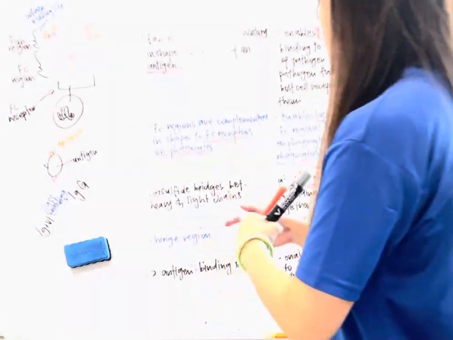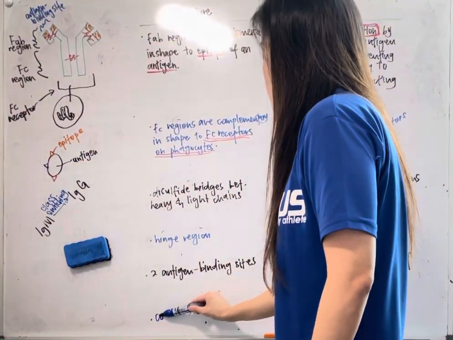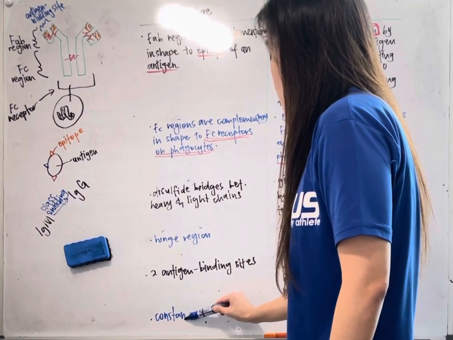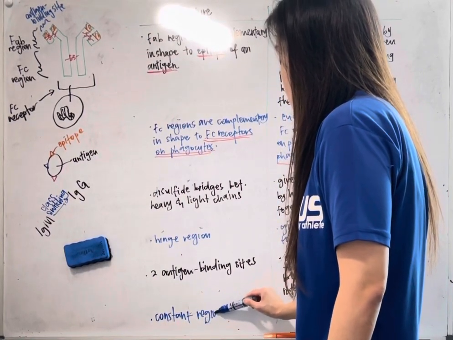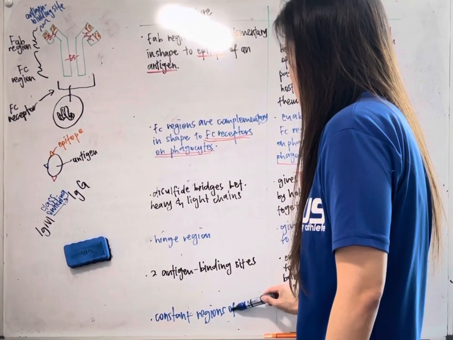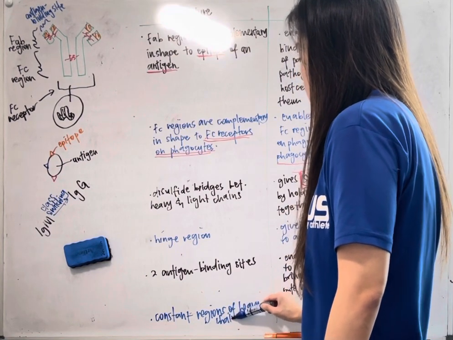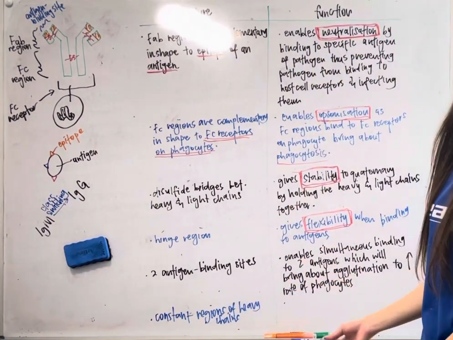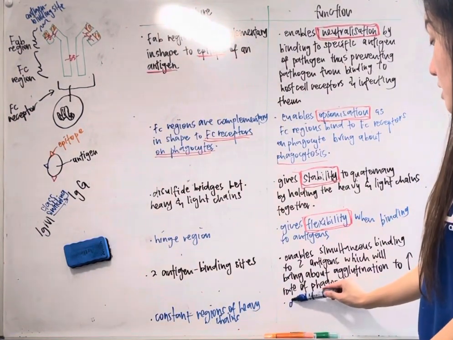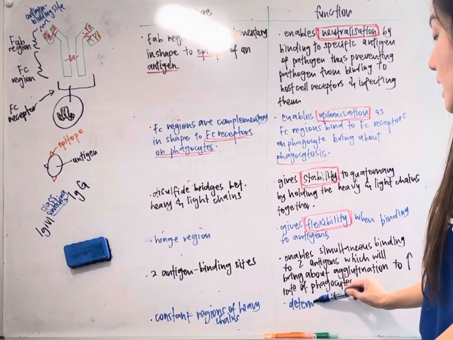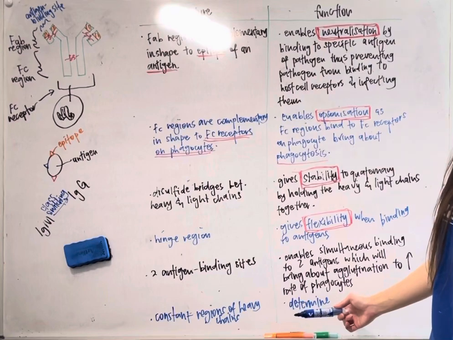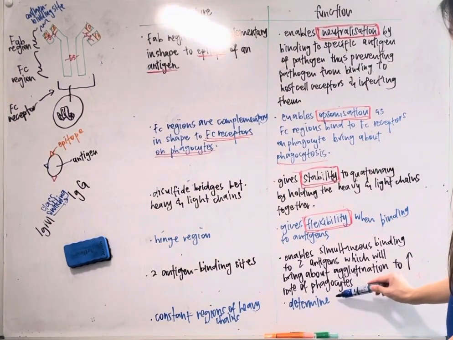Last one, which you should know already, as I just mentioned, is your constant regions. Constant regions of your heavy chains, not light. Constant regions in heavy chains are the ones that enable class switching, so it determines the type of class. When I say class, it means the effector function of your antibodies, alright?